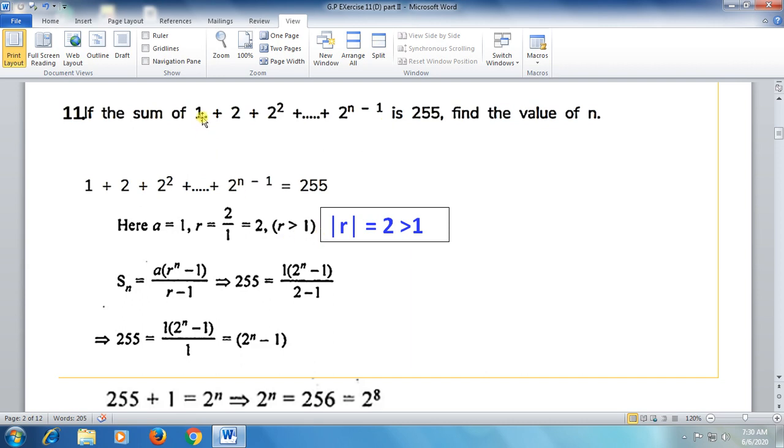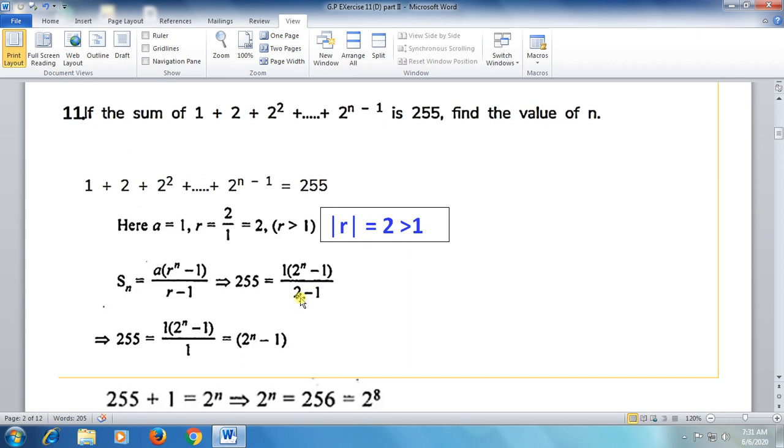So let us consider a as 1, and r, the common ratio, is t2 by t1, which is equal to 2. The absolute value of r is 2, which is greater than 1. Hence use the formula Sn is equal to a into r to the power of n minus 1 by r minus 1. Equate the sum of n terms to 255, substitute the value of a as 1, r as 2 and keep n as it is.